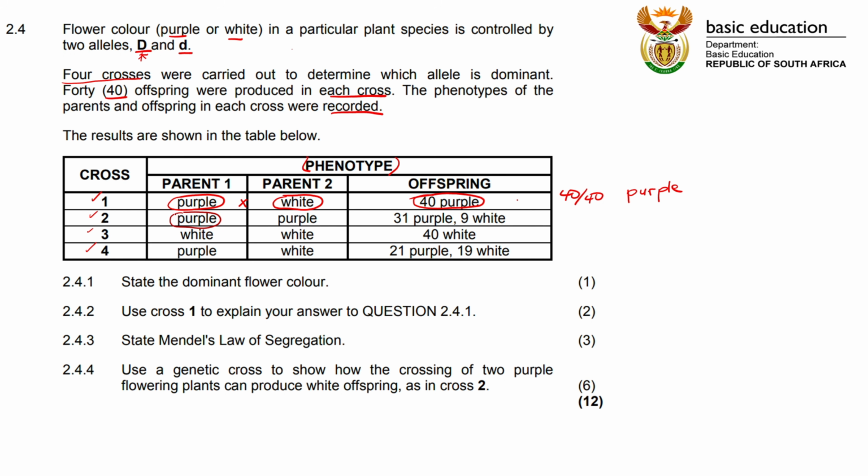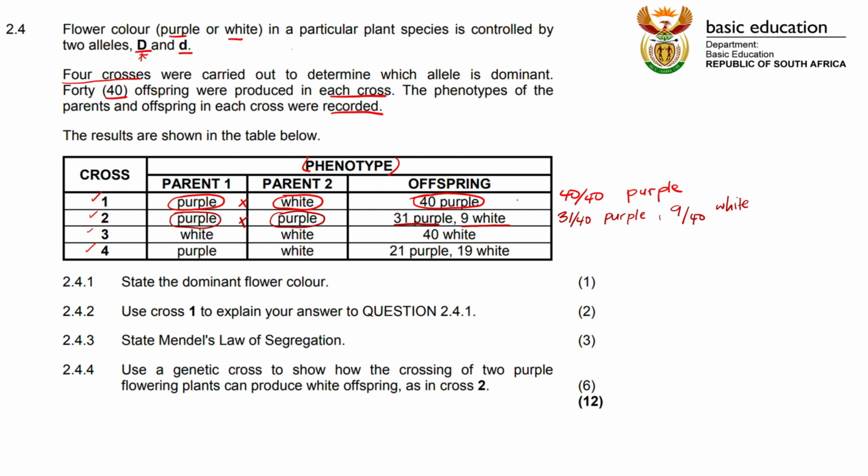The second cross, you have got purple being crossed with purple. So you are crossing the same thing. If you are crossing purple and purple, you get 31 purple and you get 9 white. So do you see that there is now a mixture in your offspring? When you are crossing purple and purple here in the second cross, you found 31 purple flowers and 9 white flowers. So it means that 31 out of 40 of them are purple, but 9 out of 40 of them are white. So do you realize that here there is a mixture?